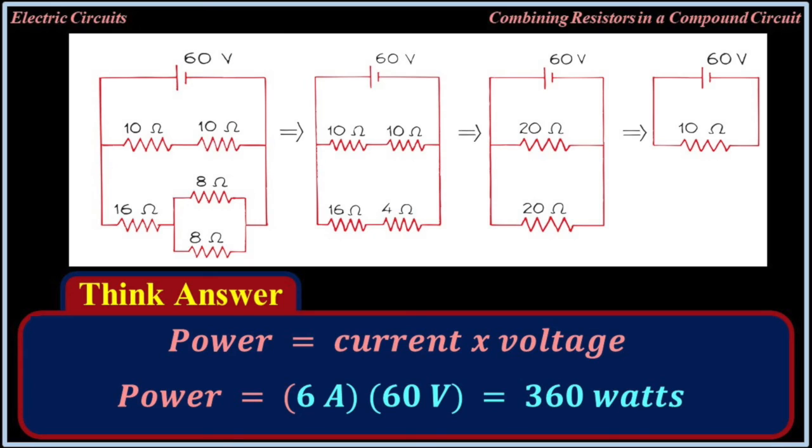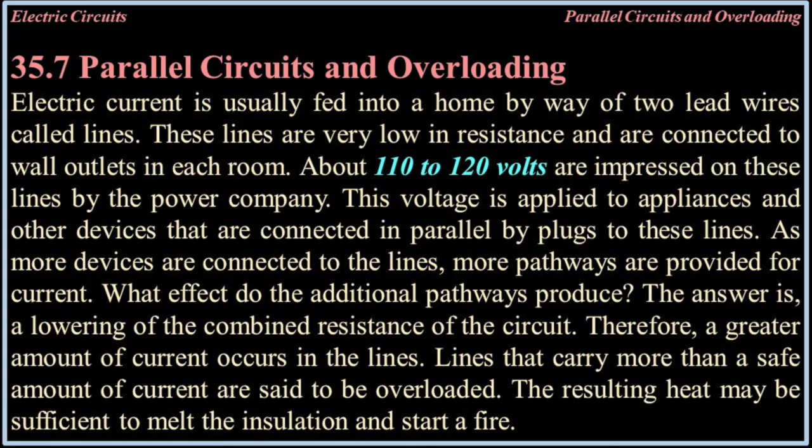Power equals current times voltage. Power equals 6 amps times 60 volts, which equals 360 watts. 35.7. Parallel circuits and overloading.